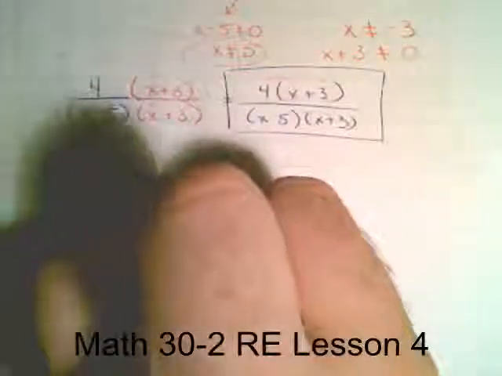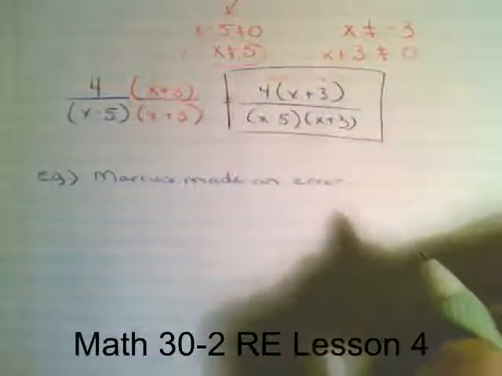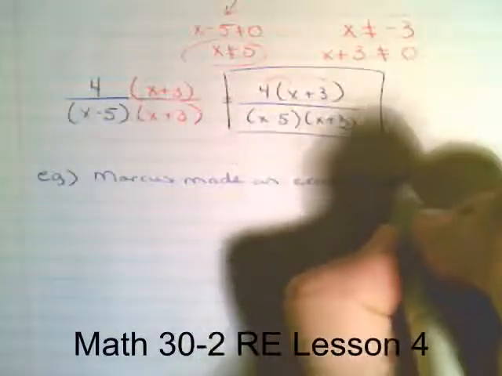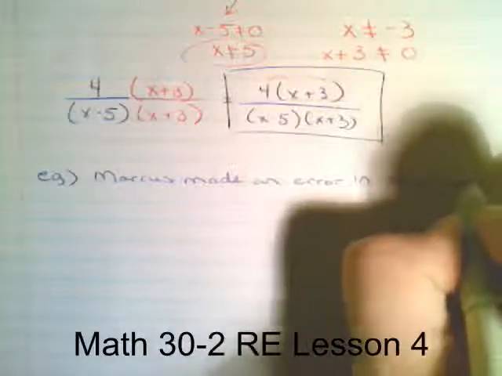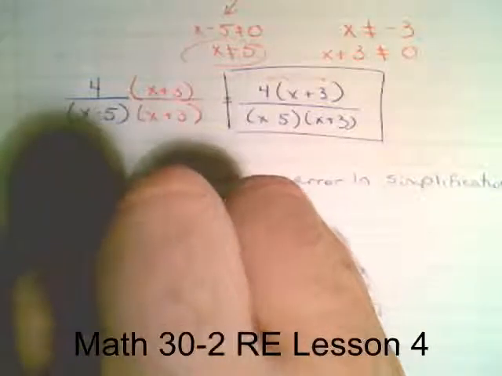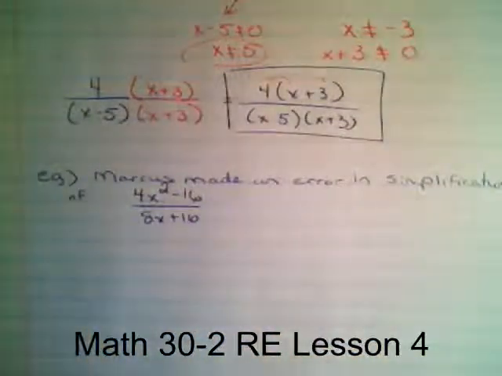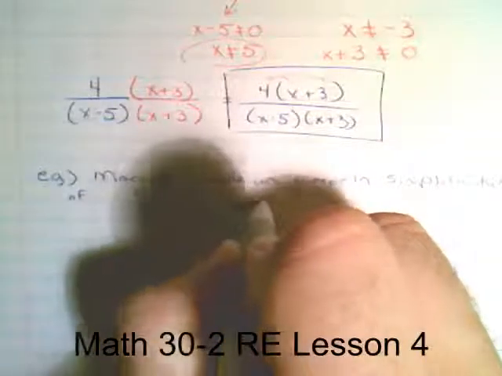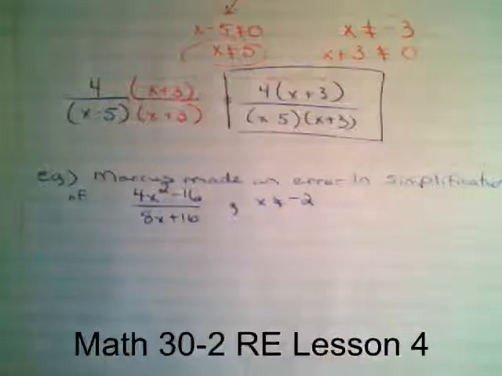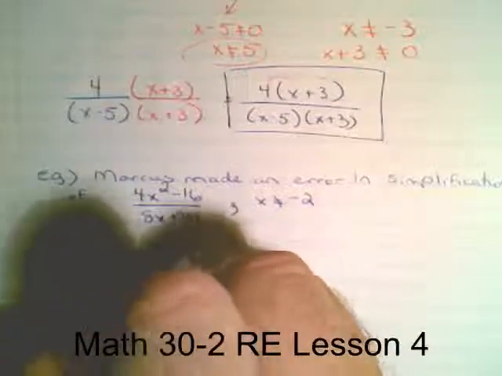The only other sorts of things that might happen is questions like this, e.g. Marcus made an error in his simplification of the expression 4x squared minus 16 over 8x plus 16. And they'll also tell you the non-permissible value. They'll tell you that x cannot equal negative 2, just because it's there.